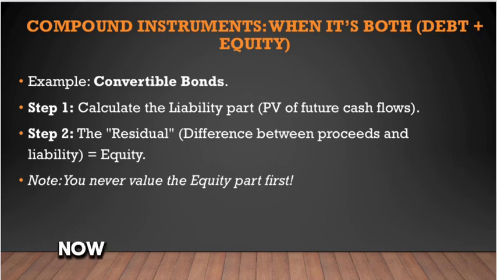Step 2, you now get the residue. That's the difference between the proceeds and the liabilities. And that is what we now call equity. So you take the proceeds of the issue, you subtract the liability part from it, then whatever is left is what we call equity. So note, you never value the equity part first. Never do that. It's not allowed by IAS 32.